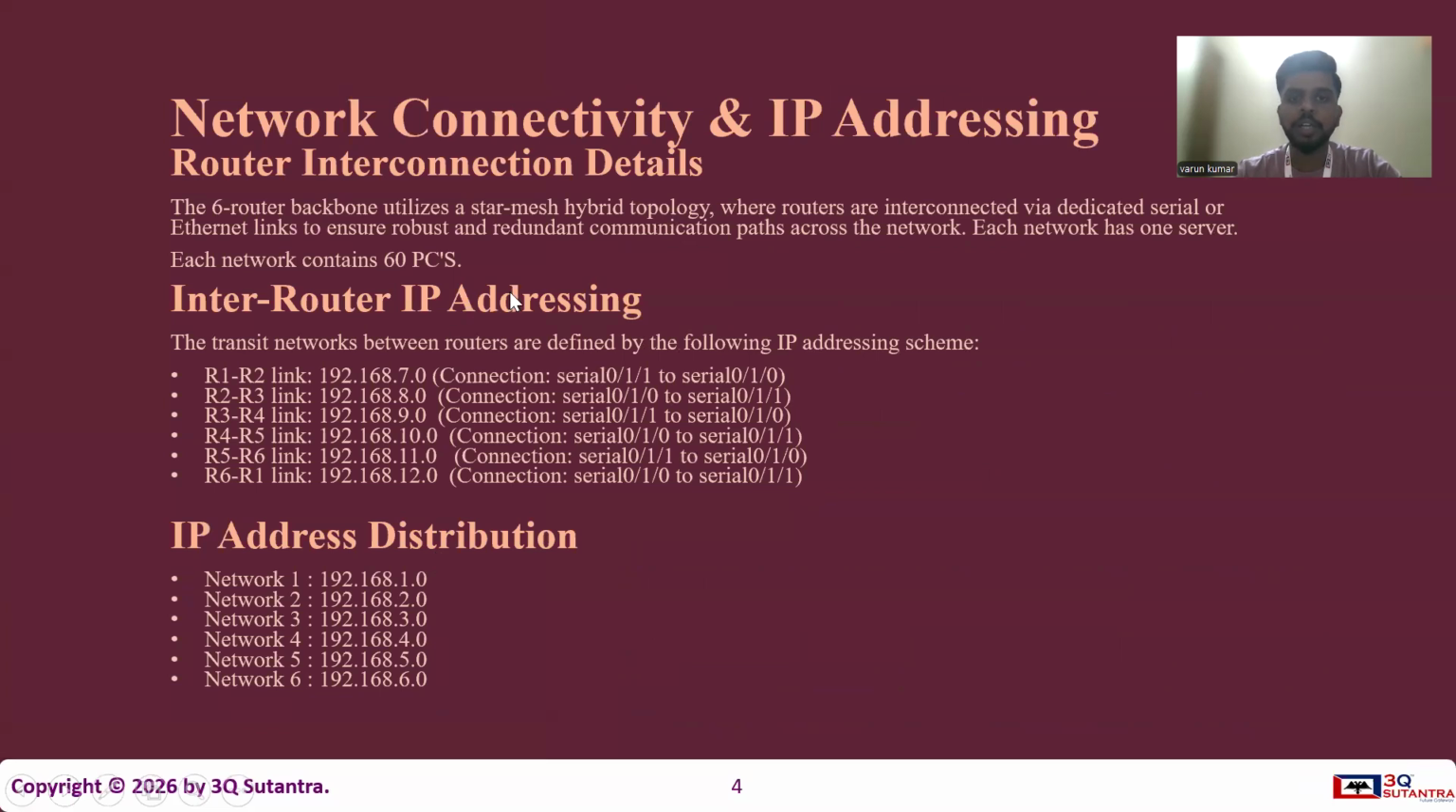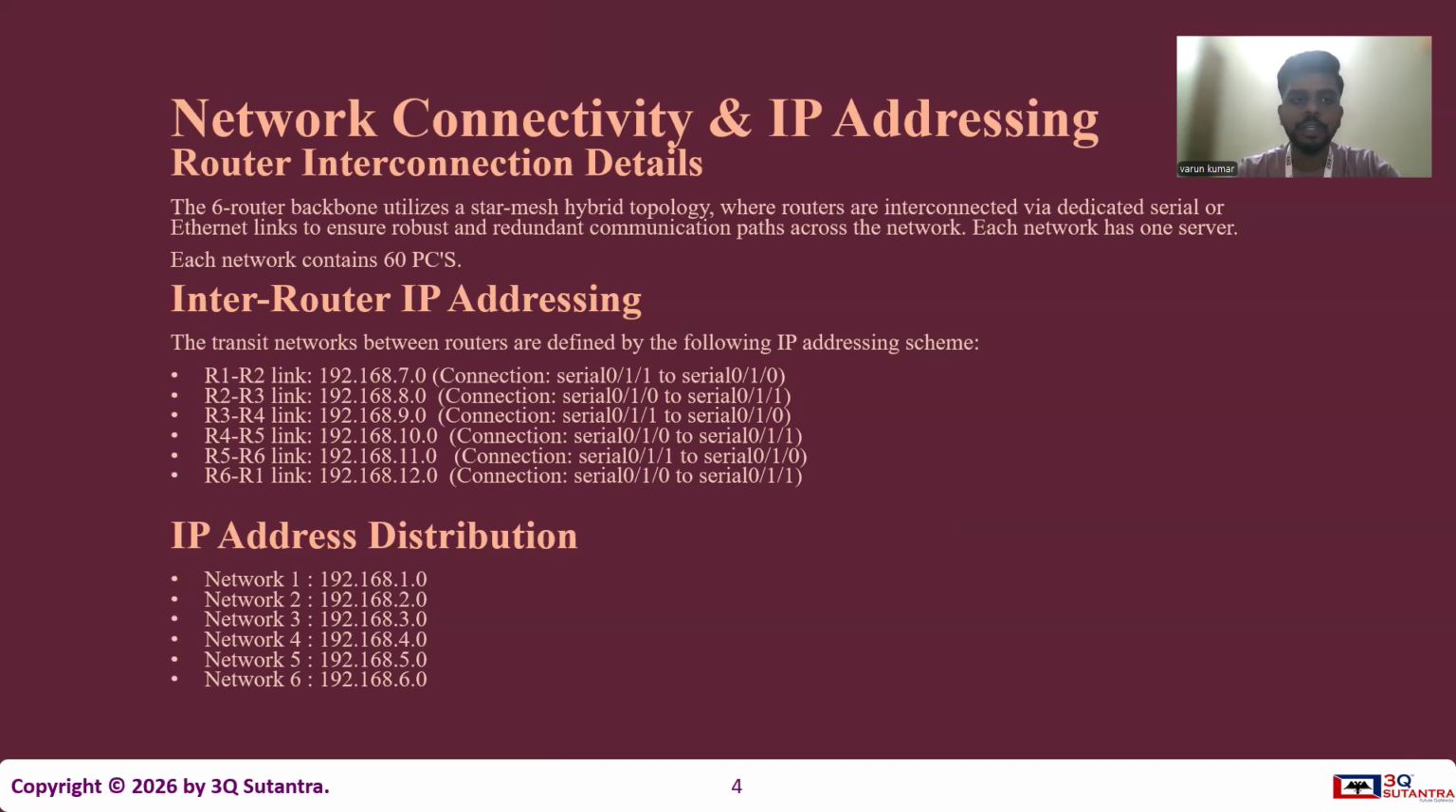The next one is the network connectivity and IP addressing and router interconnection details. The six router backbone utilizes a star mesh hybrid topology where routers are interconnected via dedicated serial Ethernet links to ensure robust and redundant communication paths across the network. Each network has one server. Each network contains 60 PCs.